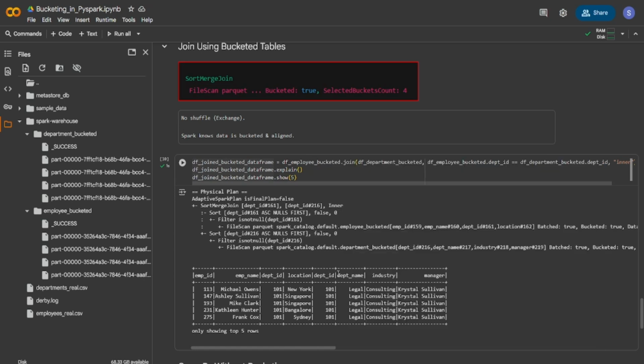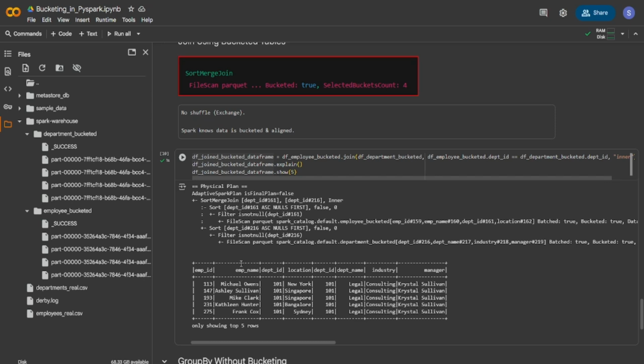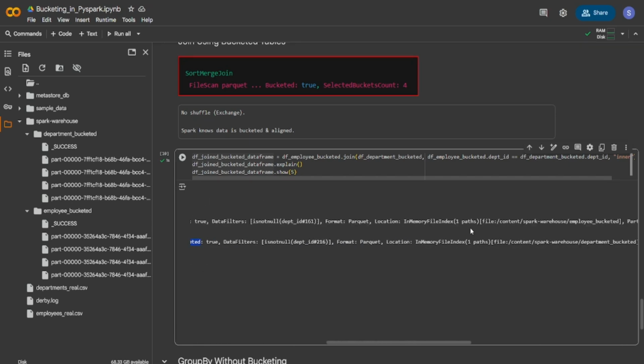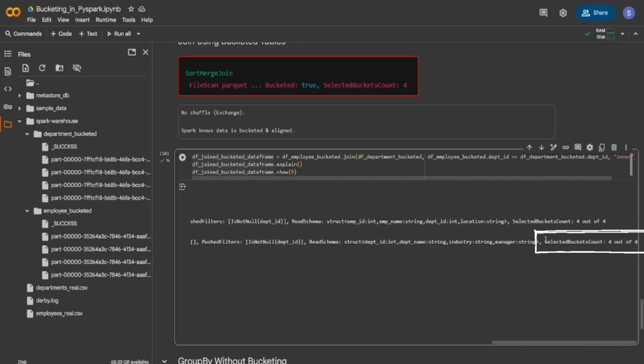This happens locally in each worker. The remaining sorting step is either a local minimal sort or a logical indication that the data is treated as pre-sorted, thanks to the sort by operation during the write phase. The file scan operator confirms the usage of the optimization with bucketed equal to true and the selected bucket count equal to 4 out of 4.